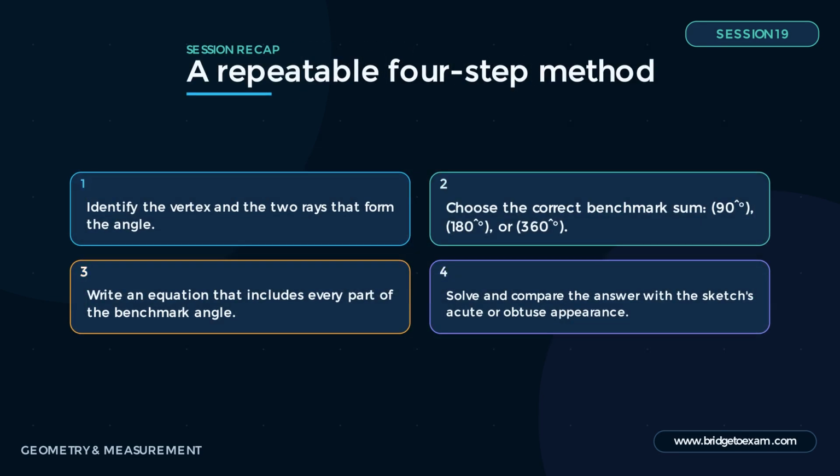Session recap. First, identify the vertex and the two rays that form the angle. Next, choose the correct benchmark sum, 90 degrees, 180 degrees, or 360 degrees. Then, write an equation that includes every part of the benchmark angle. Finally, solve and compare the answer with the sketch's acute or obtuse appearance.